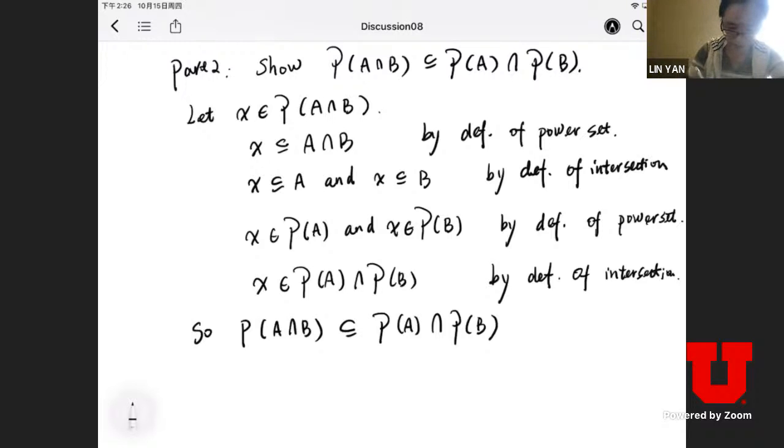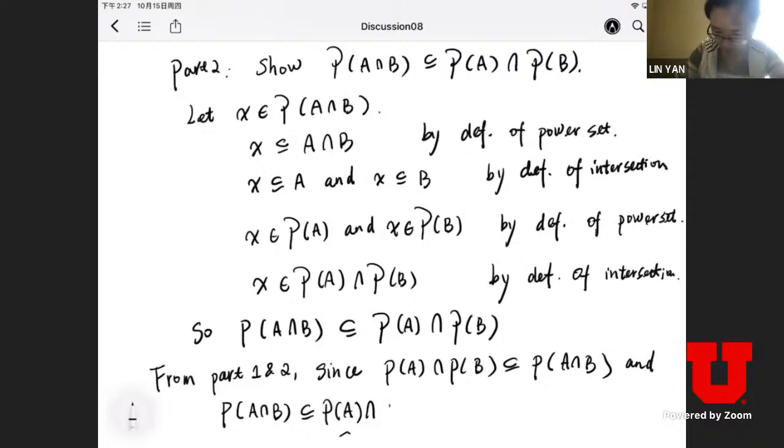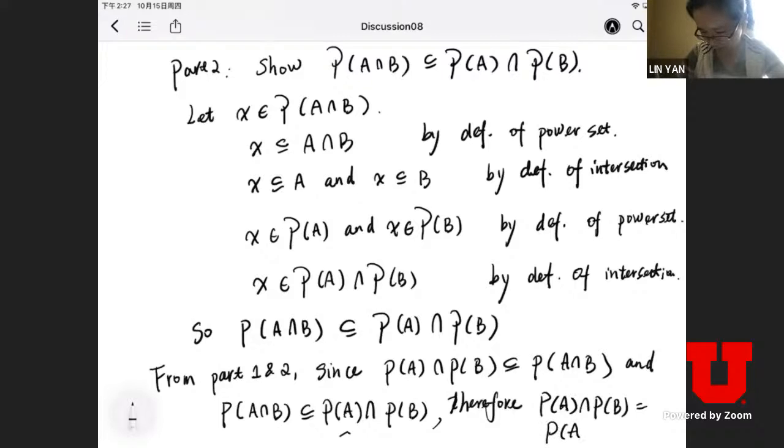Still, we need to write a final conclusion. From part 1 and part 2, since the power set of A intersect power set of B is a subset of the power set of A intersect B, and the power set of A intersect B is also a subset of the power set of A intersect power set of B, therefore these two are equal. Okay, we are done with this problem. Any questions so far?